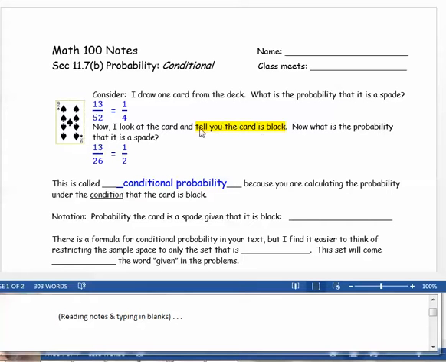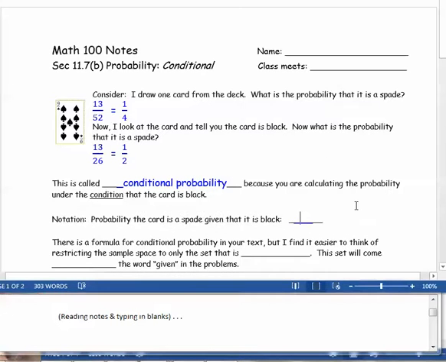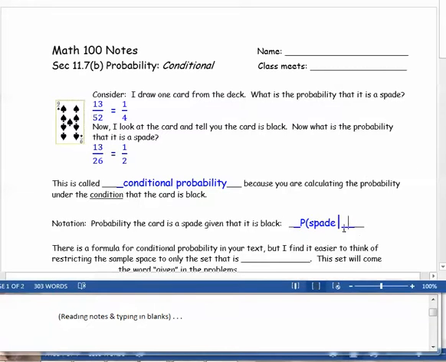We usually use the word given for this, given that the card is black. The notation we can use to shorthand a problem, the probability the card is a spade given that it is black, would be probability of spade given, which is a vertical line, then black. So probability is a spade given that it's black.